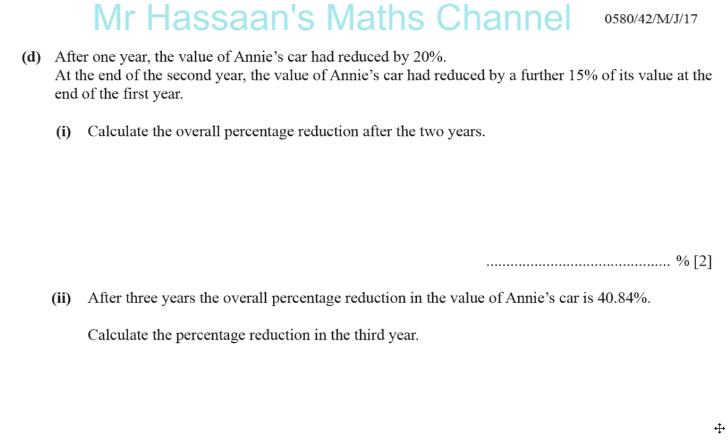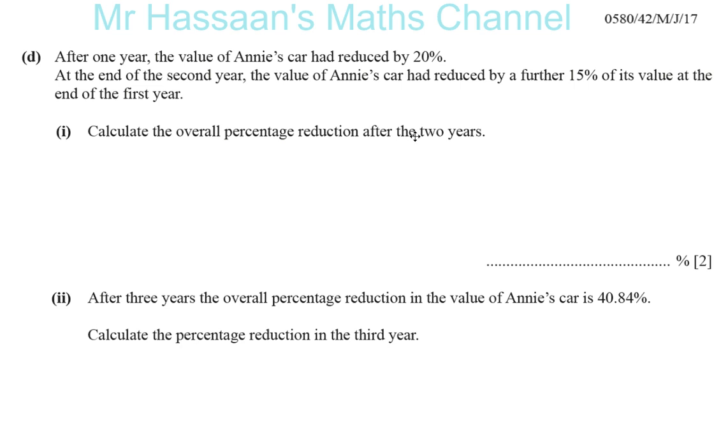Okay, here we have part D of question number 1 from May-June 2017. And in this question, we are told that after 1 year, the value of Annie's car had reduced by 20%. At the end of the second year, the value of Annie's car had reduced by a further 15% of its value at the end of the first year. Calculate the overall percentage reduction after the 2 years.